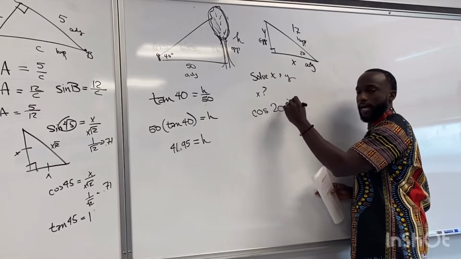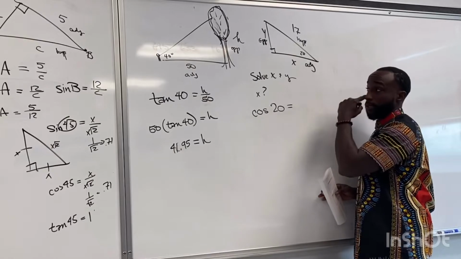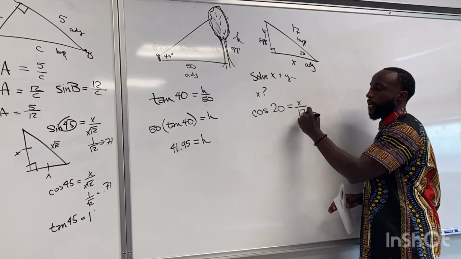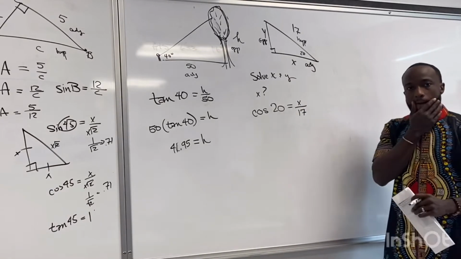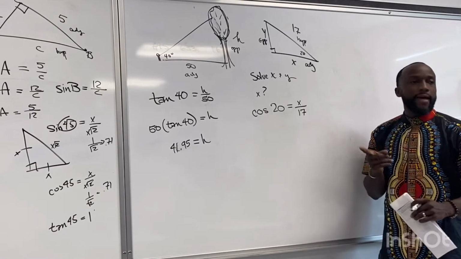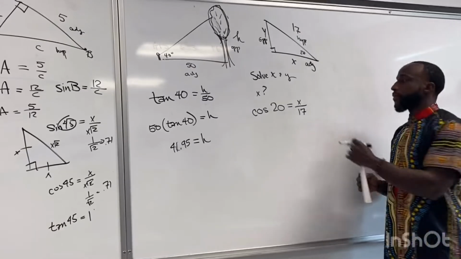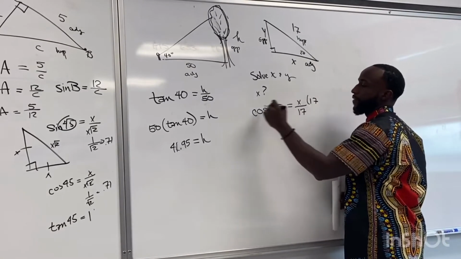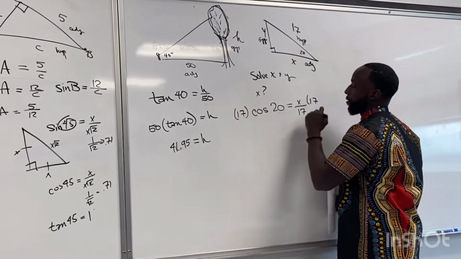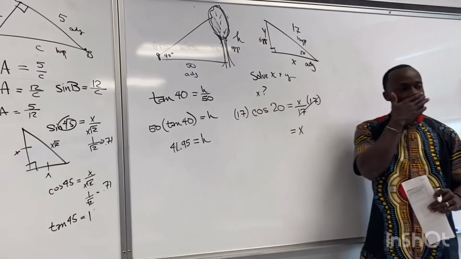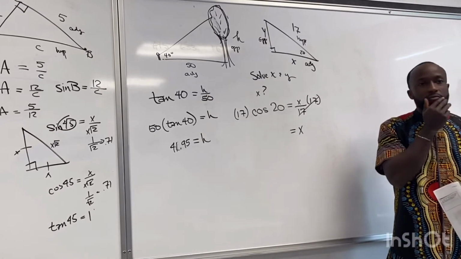20. Cosine of the degree equals adjacent over hypotenuse, 17. Okay? Solve for x. What's the next move? We're going back to algebra. Multiply both sides by 17. So then you're going to get x equals 17 times cosine 20. Round to the nearest hundredth.